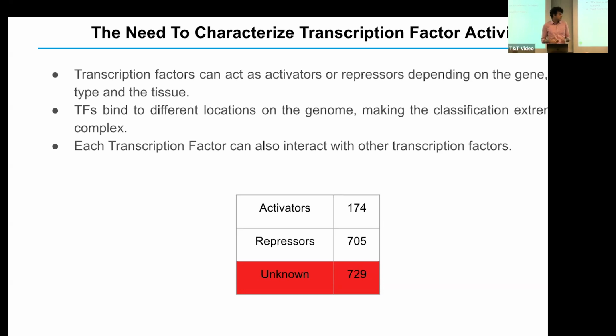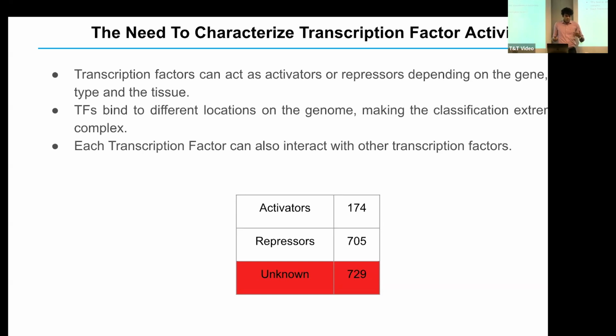There are slight nuances to this. Why is this a hard problem? Why is this a challenge? Essentially, transcription factors can act as activator or repressor depending on the specific context. For example, a transcription factor that acts as an activator in a specific cell type can act as a repressor in a different cell type. It can perform different actions based on which cell type or tissue type we are dealing with.